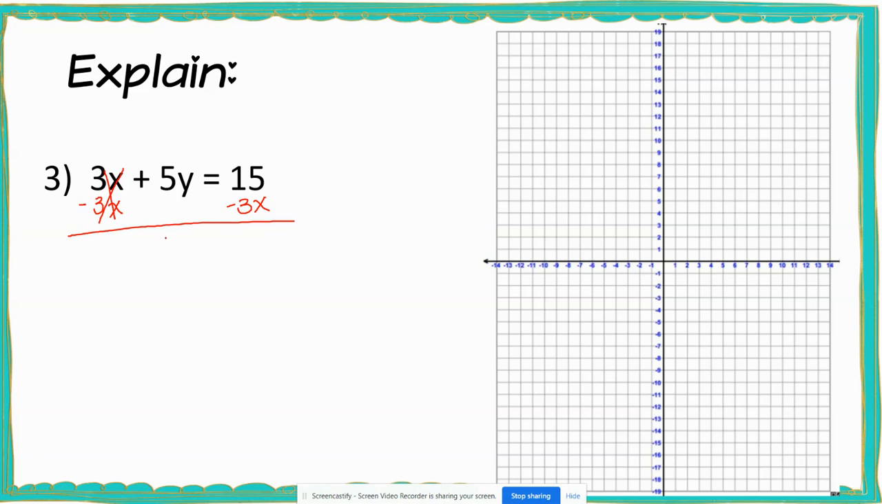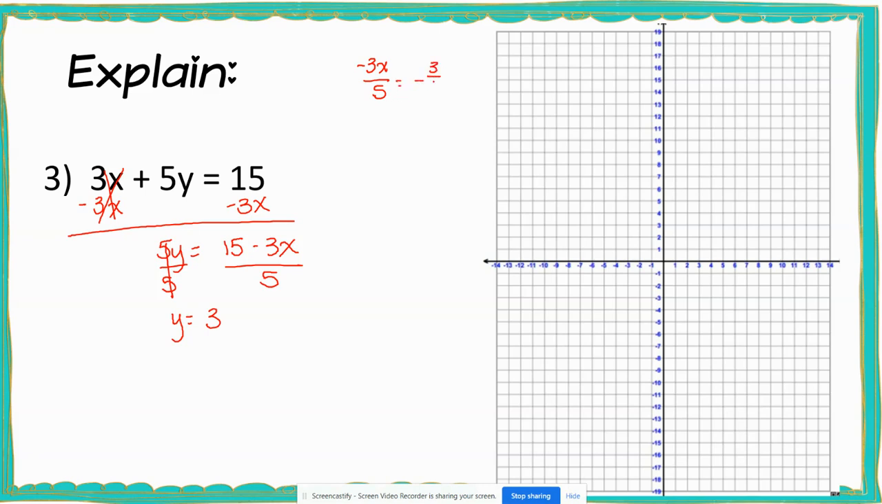These will cancel to leave us with 5y equals, and then we have 15 minus 3x, or you could write -3x plus 15. To get y by itself, we need to divide by 5. Our y will be left by itself, and then we have to divide by 5 for every term here. 15 divided by 5 is 3. And then this is -3x divided by 5. Now remember, this is a negative divided by a positive, so the whole fraction will be negative.